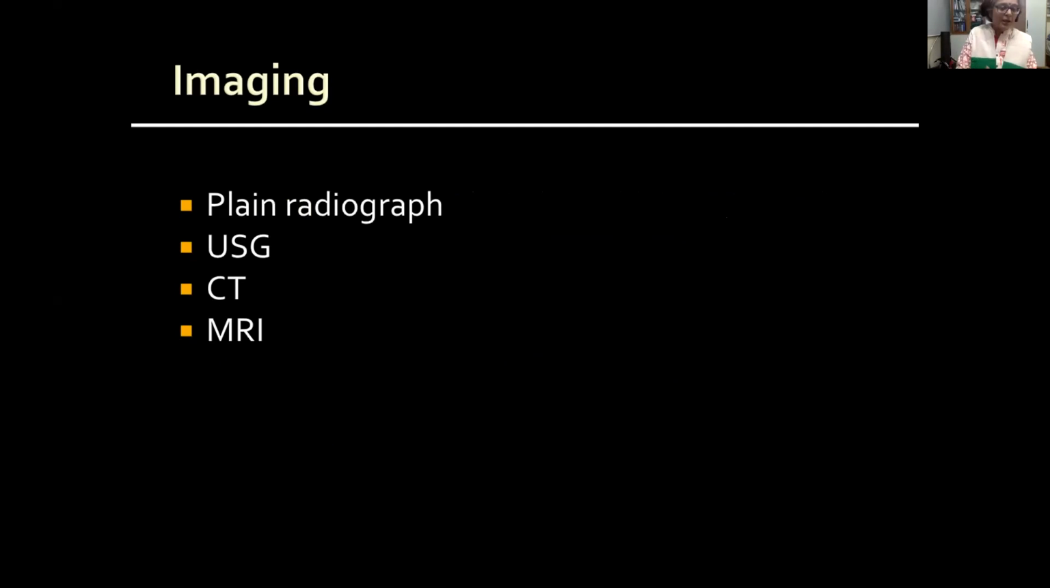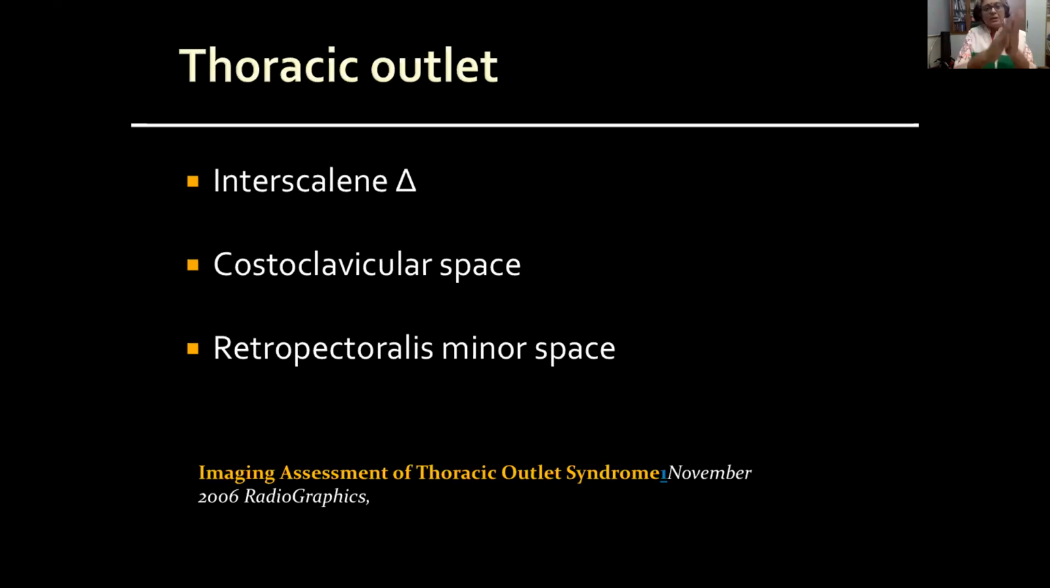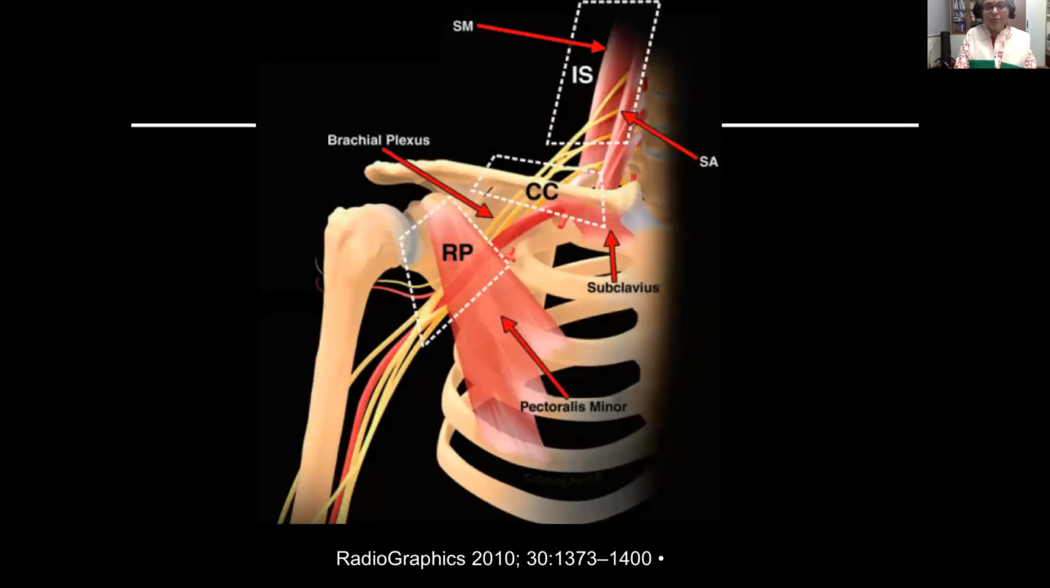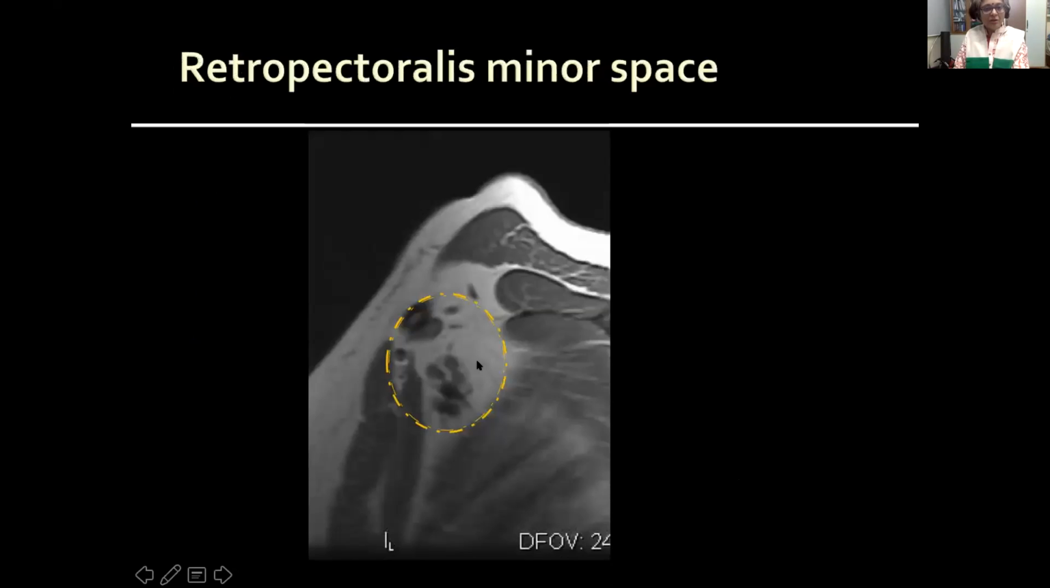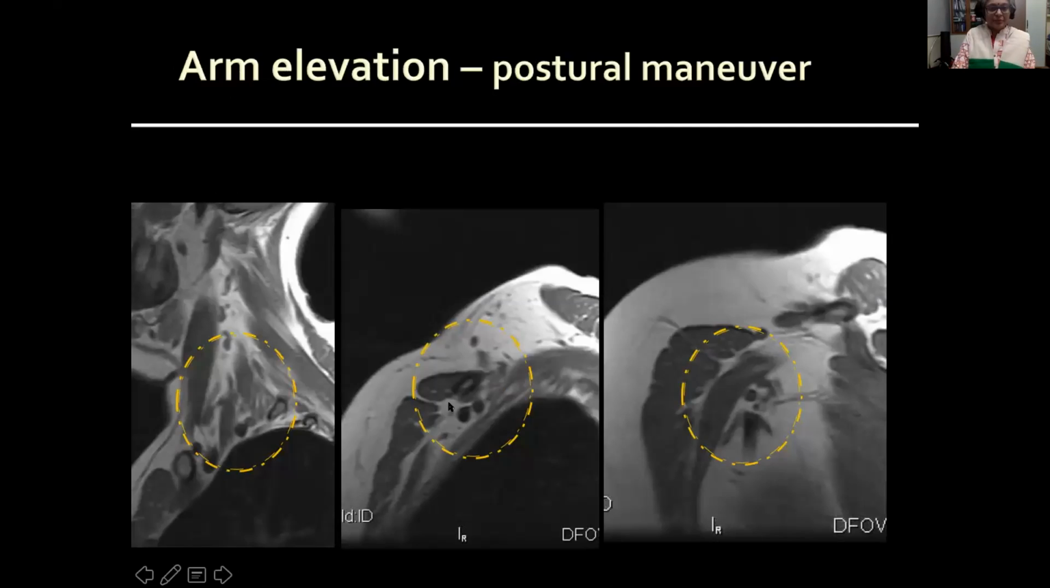CT angio may be done. MR plain and with angio may be done. So it's a whole constellation of things, and sometimes with all of these also you may not exactly get an answer. The three spaces I already spoke about: interscalene, costoclavicular, retropectoralis minor. Again, quick recap: interscalene, costoclavicular, and retropectoralis minor space, normal.